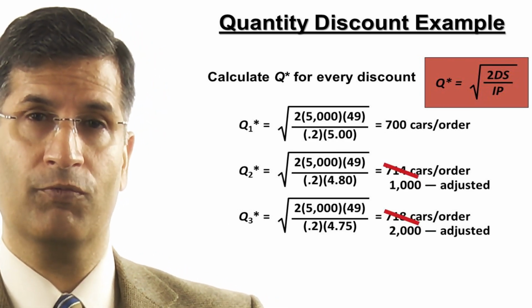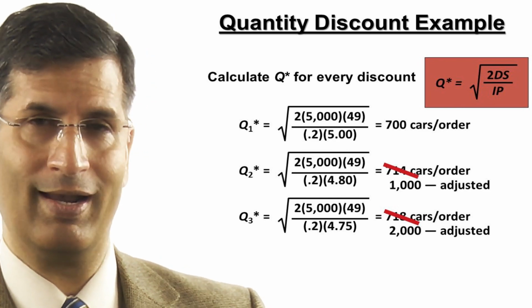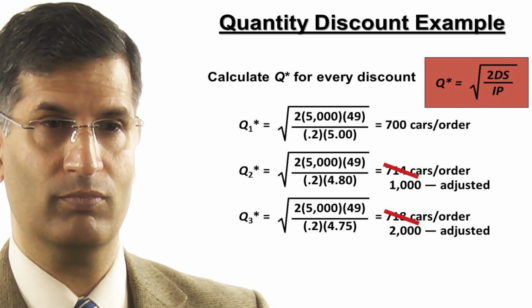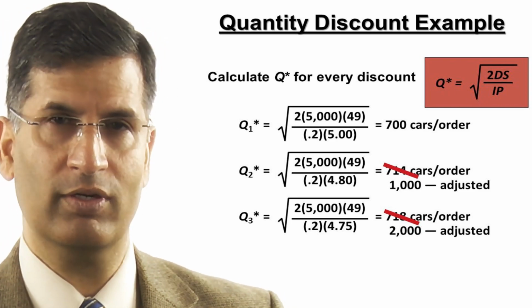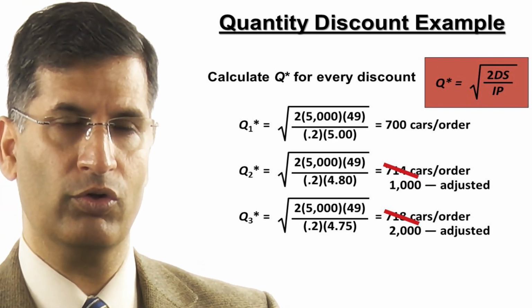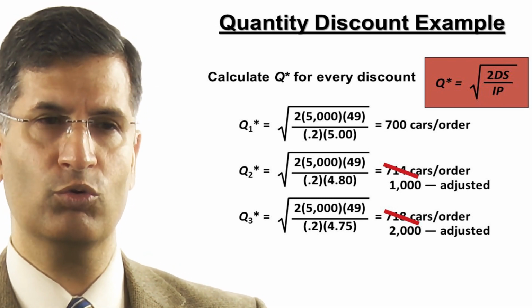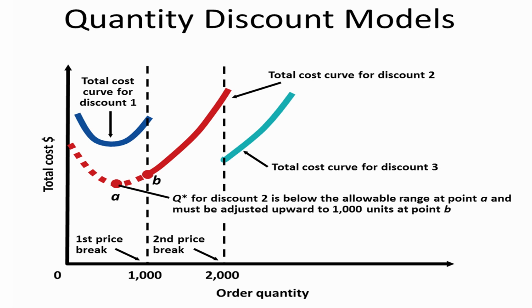So optimum lot size for $4.80 is not 714, but you have to buy at least 1,000. And similarly, you must buy at least 2,000 to avail the price of $4.75. So your EOQ quantities become 700, 1,000, and 2,000 respectively. Next, you need to figure out the total cost.